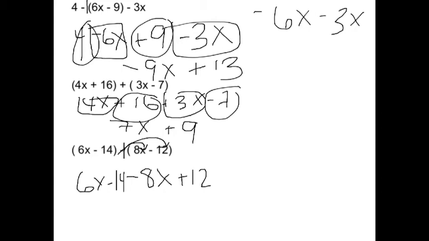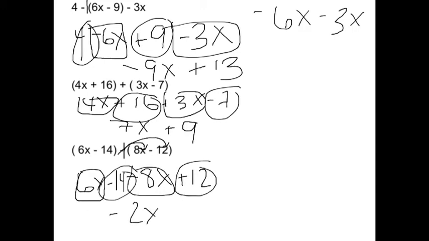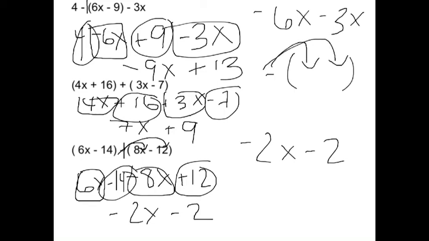plus 12. Combine like terms, 6x minus 8x is negative 2x. Negative 14 plus 12 is minus 2. Your final answer is negative 2x minus 2. If you don't distribute that negative for the subtraction problems, and there's a negative outside of a set of parentheses, you have to distribute it to both terms. Just like if there was a negative 2 outside of parentheses, you would have to distribute it to both terms. The negative really represents a negative 1. We just don't put the 1 there in math.